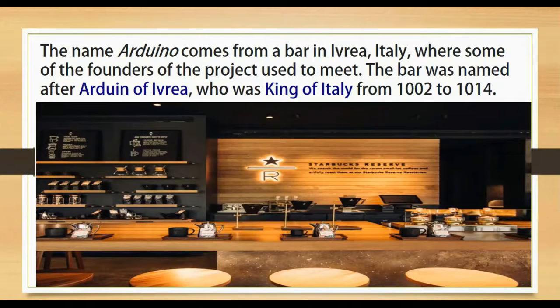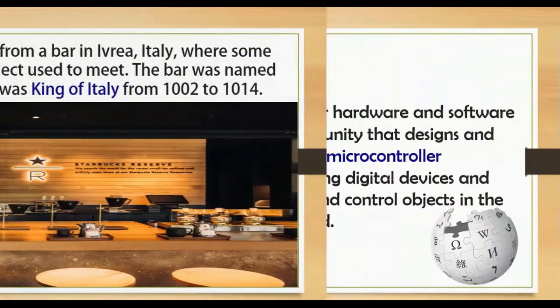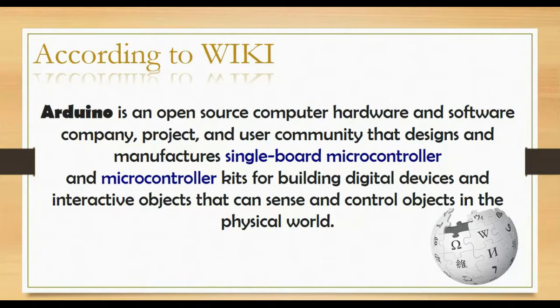Okay, let's start with our topic, Arduino. According to Wikipedia, Arduino is an open source computer hardware and software company, project, and user community that designs and manufactures single board microcontroller and microcontroller kits for building digital devices and interactive objects that can sense and control objects in the physical world. So according to Wikipedia, it is a company which deals with single board microcontrollers and microcontroller kits. But actually, Arduino is much vaster than that. It manufactures some software parts and so many devices it is building right now.